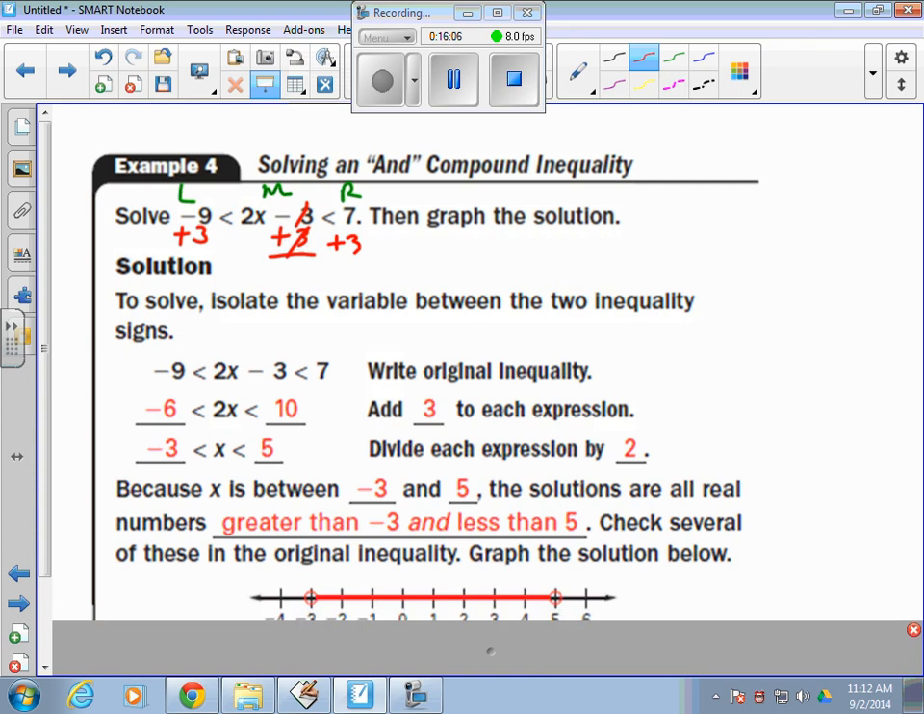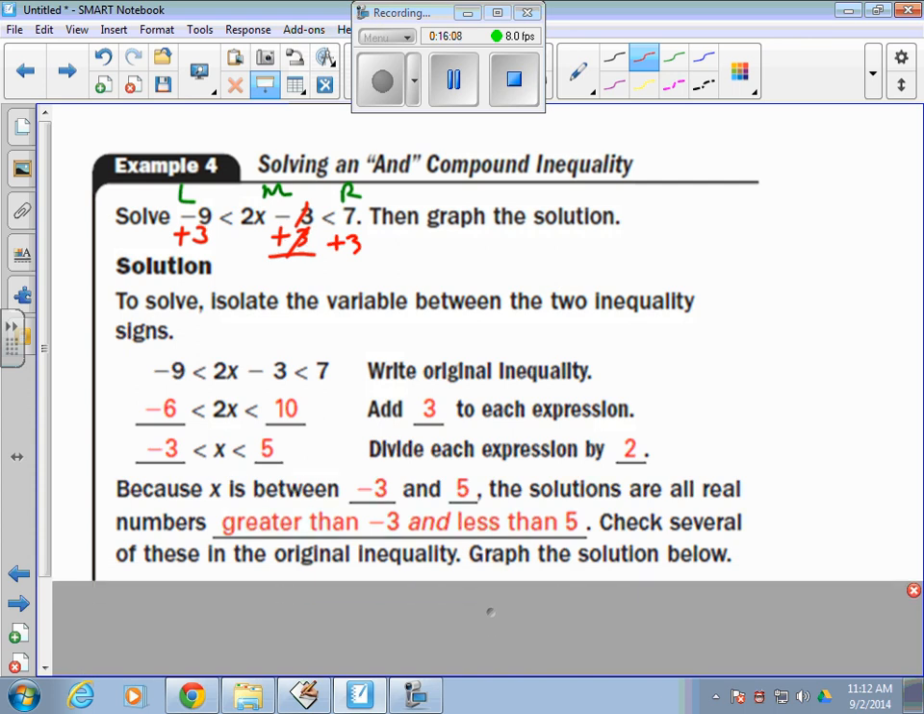So it says because x is between negative 3 and 5, and you can see it's between negative 3 and 5, the solutions are all real numbers greater than negative 3 and, that's where the and part of your inequality comes in, less than 5. Greater than negative 3 and less than 5.